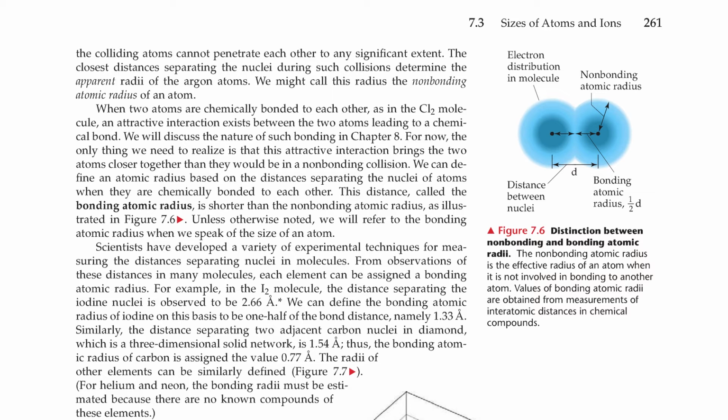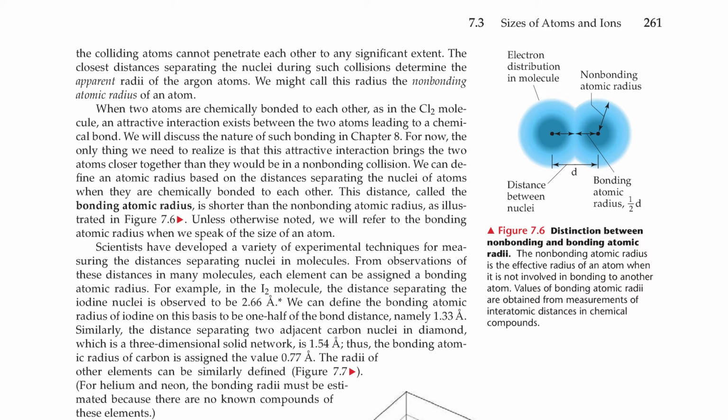Figure 7.6. Distinction between non-bonding and bonding atomic radii. The non-bonding atomic radius is the effective radius of the atom when it is not involved in bonding to another atom. Values of bonding atomic radii are obtained from measurements of interatomic distances in chemical compounds. Scientists have developed a variety of experimental techniques for measuring the distances separating nuclei in molecules. From observations of these distances in many molecules, each element can be assigned a bonding atomic radius.